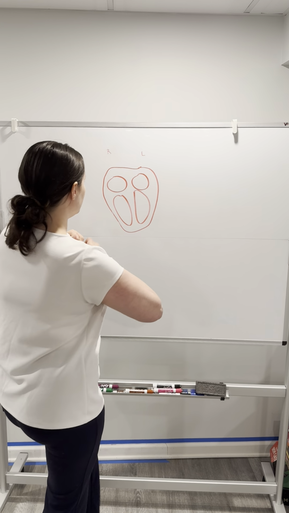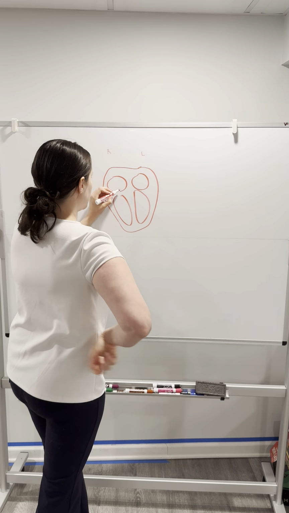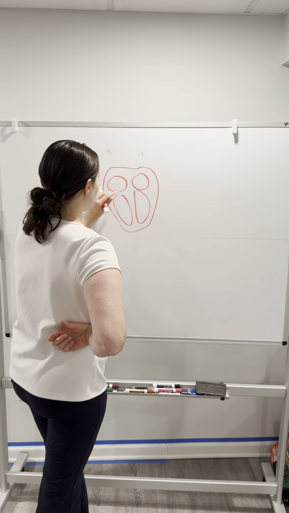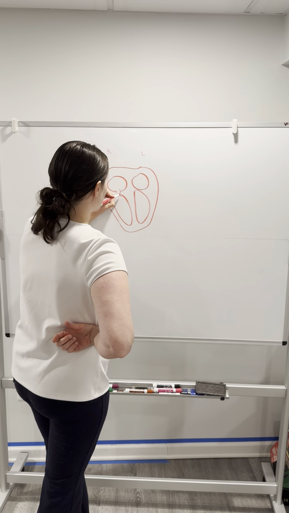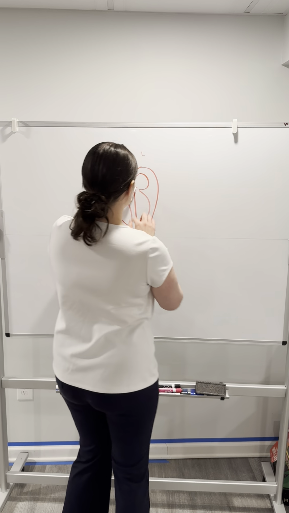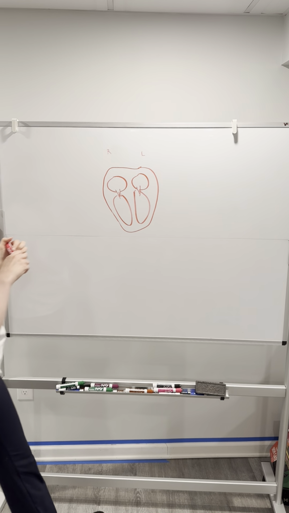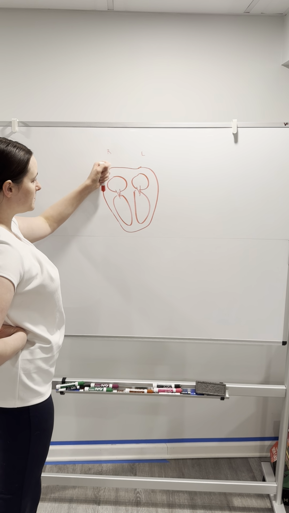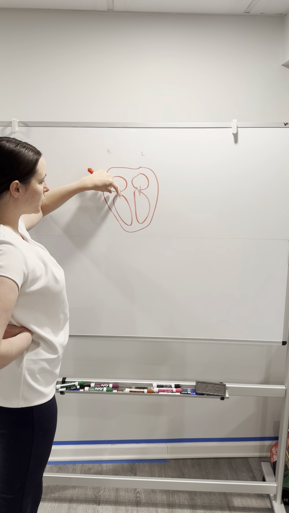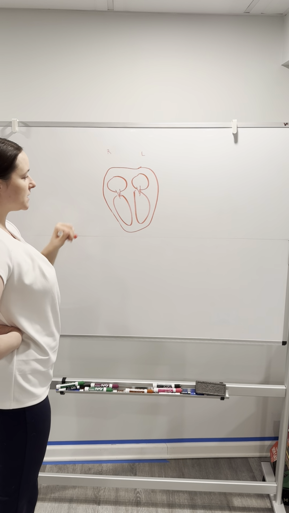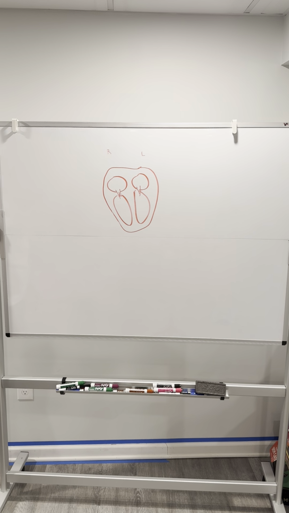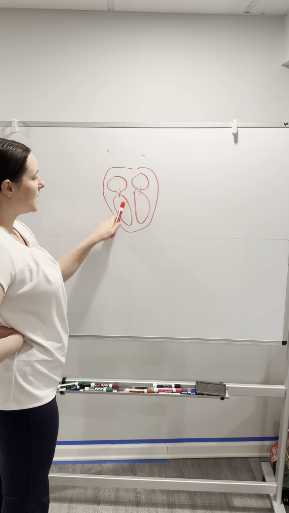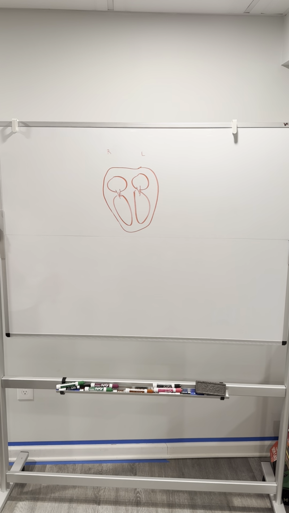Then we have a valve leading from the right atrium into the right ventricle, and that's known as the tricuspid valve. The pumping of the blood opens up this valve, and blood flows into the right ventricle. Then from the right ventricle, blood is pumped up through a pulmonary semilunar valve into the pulmonary trunk.